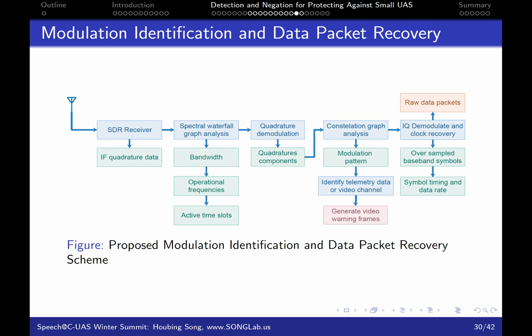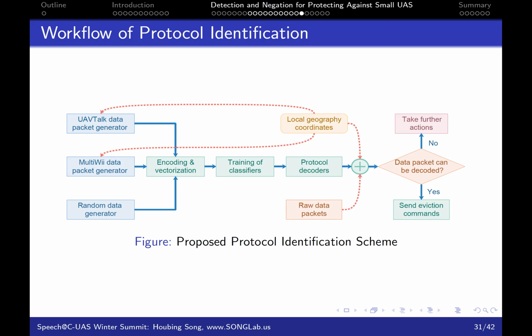Also, from the constellation graph analysis, we can do the IQ demodulation and clock recovery on oversampled baseband samples. Then symbol timing and data rate. Also, we can generate the raw data packet.